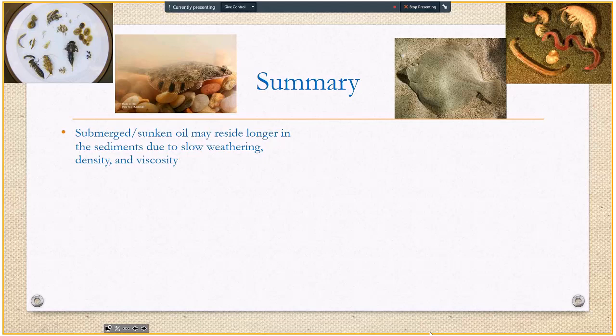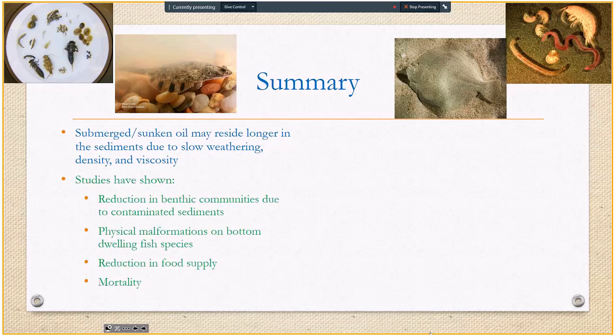And just to wrap it up, just to summarize all that, it was a lot of information in a very small amount of time. It is that submerged and sunken oil can persist a lot longer due to slow weathering, depth, and environmental conditions. Studies on all of these cases have shown reduced benthic community shifts in the abundances, deformities, never fun on bottom-dwelling fish, and major impacts on food supply. And of course, death.